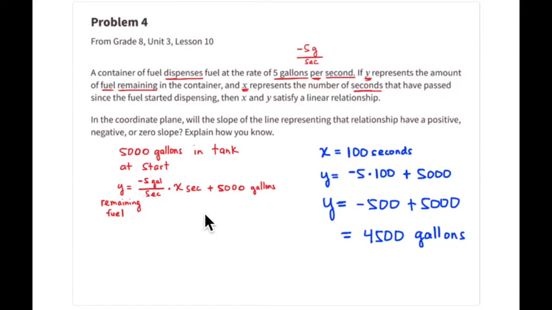All right, so let's put a number in here for seconds. So let's say that x equals 100 seconds. What happens in about 1 minute and 40 seconds? A little bit over 1.5 minutes. Well, it's -5 gallons per second times 100. That's going to be 500 gallons are going to leave the tank. So this is a -500, but you started with 5,000 gallons. So how much fuel is going to be left in the tank? That's going to be 4,500 gallons are going to remain in that tank.